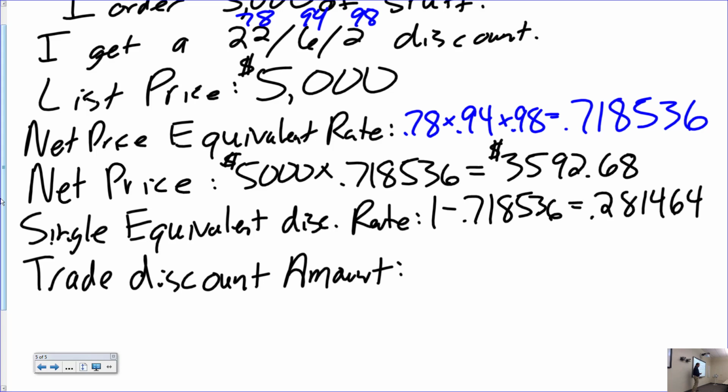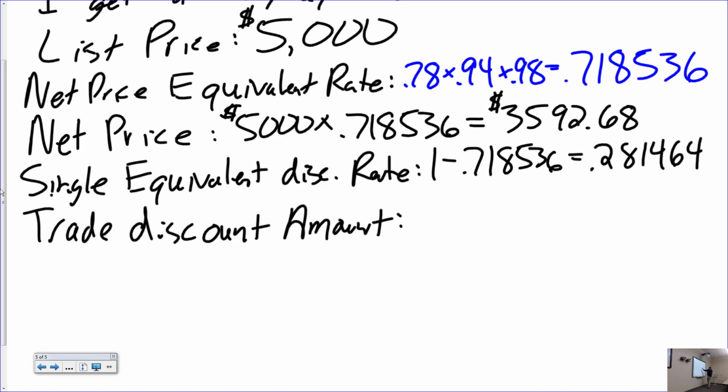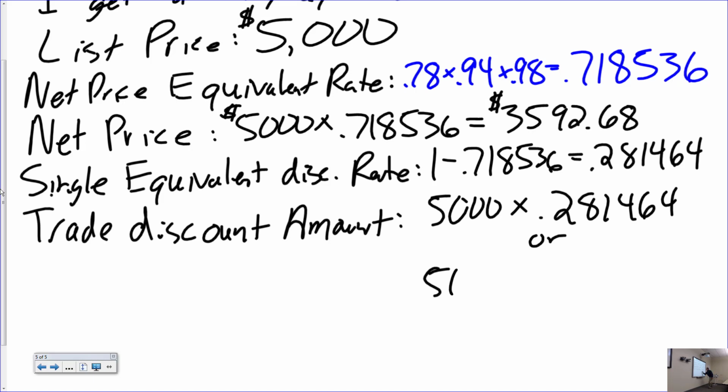Wait a minute, what did you say? You can take the list times what rate? The single equivalent discount rate. List times the single equivalent discount rate. Yes. Okay. So you could do 5,000 times 0.281464, or 5,000 minus 3,592.68. Either way, you will wind up getting the same answer.